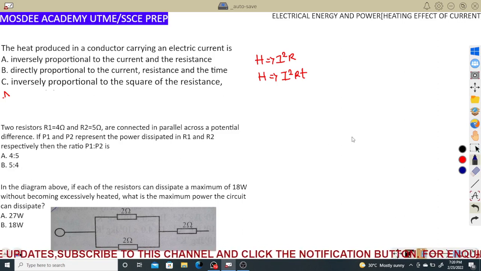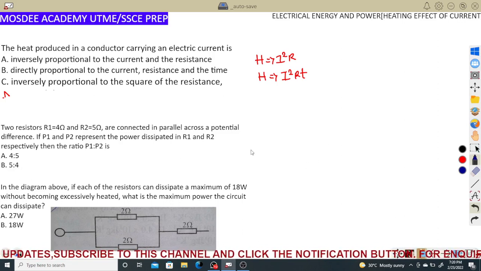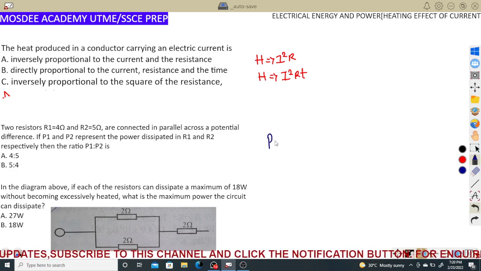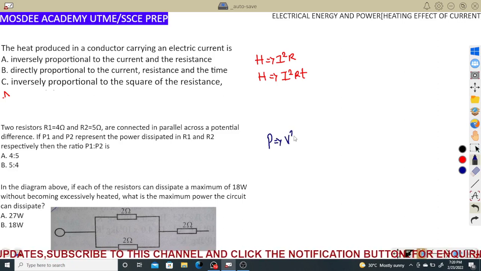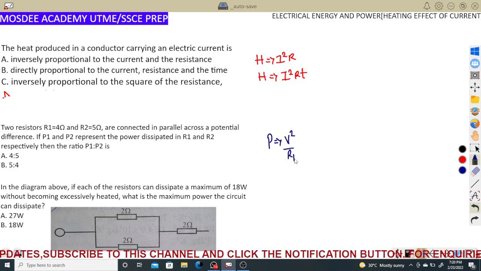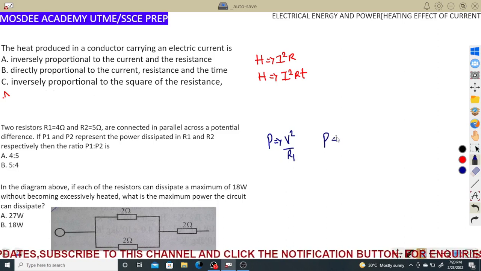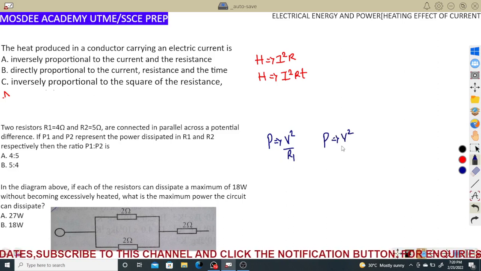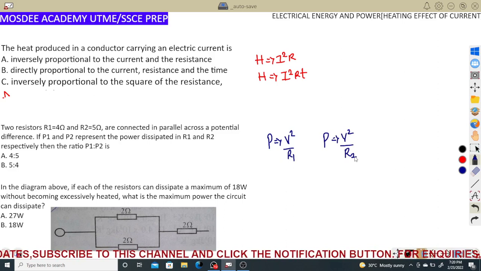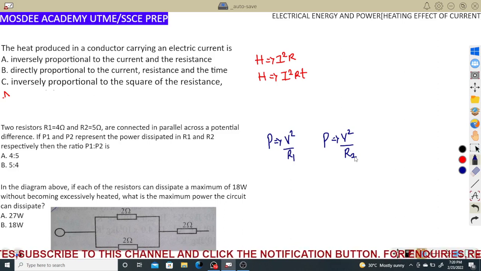Like I told you, power in parallel. You can see that is why the concept is also important. Power in parallel, you can use V squared over R1 for the first one. And for the second one also, you can use V squared over R2. I hope you understand, because in parallel, the potentials are the same. In series, the only one that can work is I squared R. And you'll get this explanation. On simplification, the voltage gets cancelled out. But we just want you to see.